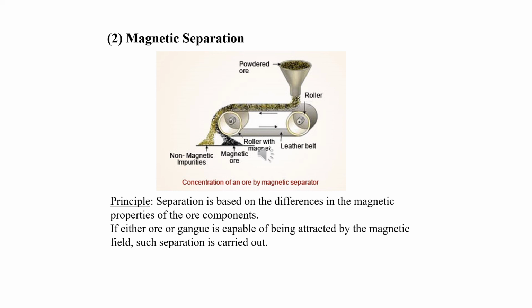In this method, the powdered ore is carried on a conveyor belt which passes over a magnetic roller. The magnetic component, either the gangue or the ore, is collected just below the magnetic roller, and the non-magnetic one is thrown away from the roller. This is the way magnetic separation of the ore is carried out.